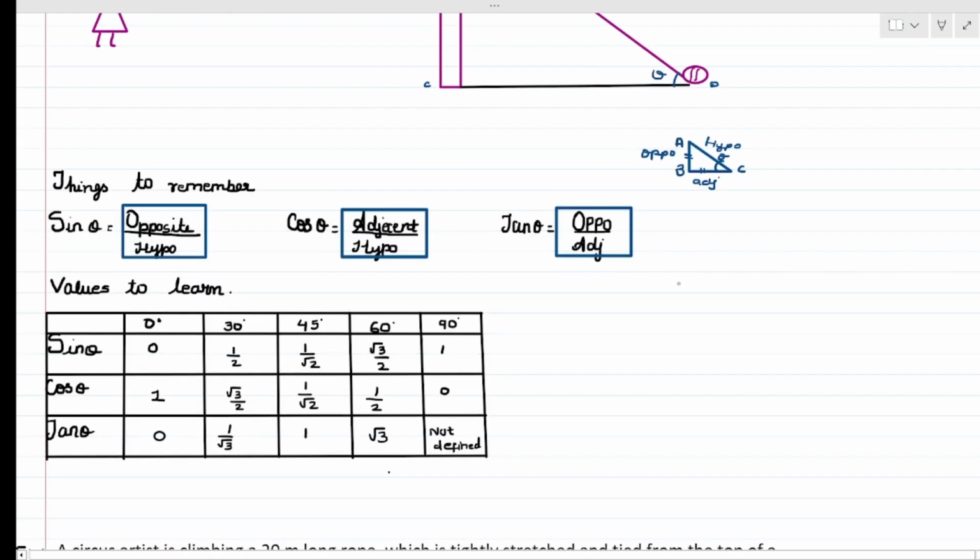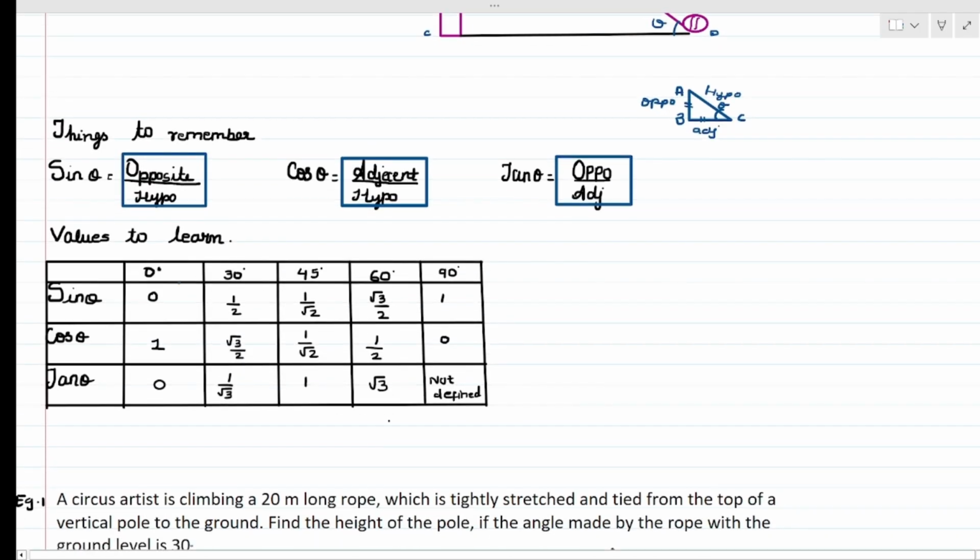Okay. For the next further chapter, you need to learn or memorize these three terms and these values, where sine theta for 0 degree is always 0, sine theta for 30 degree is 1 by 2, sine theta for 45 is 1 upon root 2, sine theta for 60 degree is root 3 upon 2, and sine theta for 90 degree is 1. Let me show you the trick for remembering it. You need to only memorize this first column, which says 0, 1 by 2, 1 by root 2, root 3 by 2 and 1.